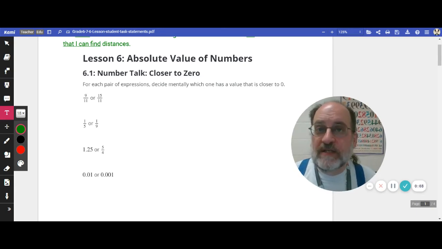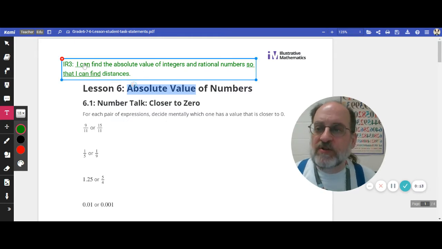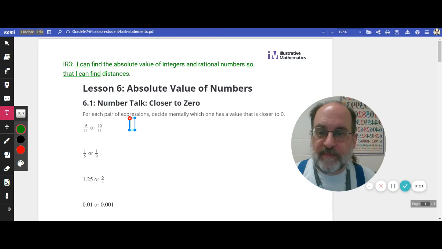We're looking at Unit 7, Lesson 6, about the absolute value of numbers. That's something that we haven't talked about yet, and we will be defining today. Notice that we're talking about a new standard here, IR3. I can find the absolute value of integers and rational numbers so that I can find distances.